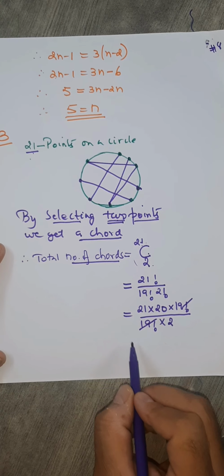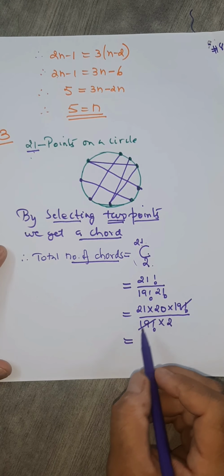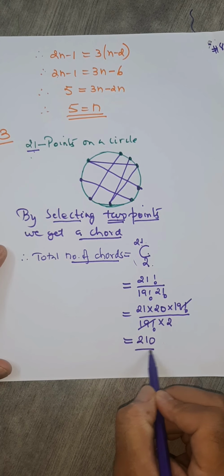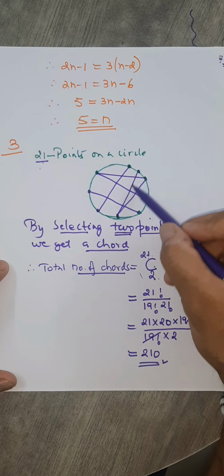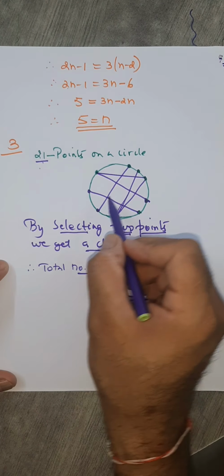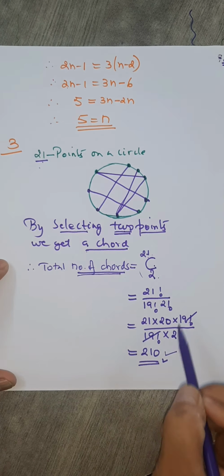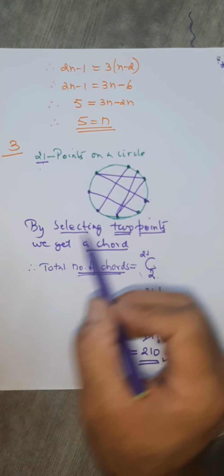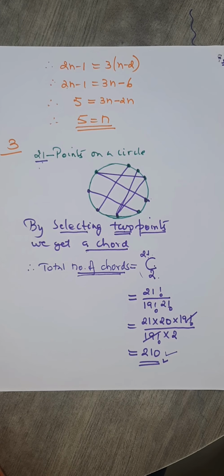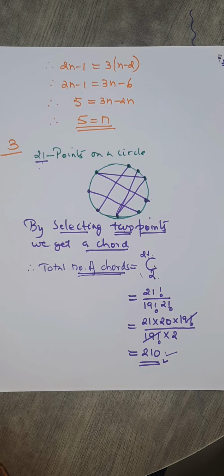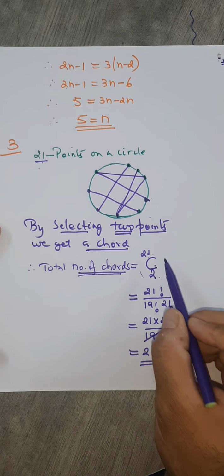So this will get cancelled. So here this is nothing but just 210. So such 210 line segments can be obtained, that is the total number of chords that can be obtained from 21 points on the circle, right? How many line segments or chords can be obtained? 210. Remember, 210 can be obtained out of 21 points on the circle here. I hope this is clear to you.